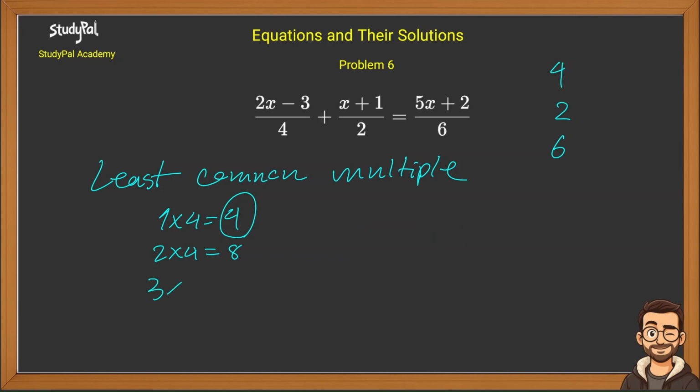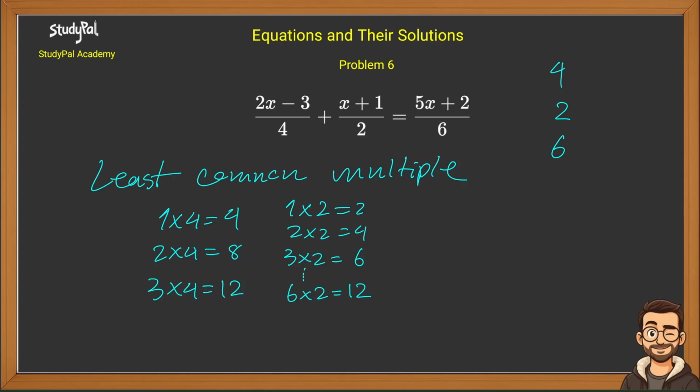Also, 3 times 4 is 12. Again, 12 is a multiple of 4 again. Now let's find the multiples of 2. You can again say 1 times 2 is 2, 2 times 2 is 4, 3 times 2 is 6. All of these are multiples of 2. And you can go and write 6 times 2 is also 12, like here. So 12 is a multiple of 4 and is a multiple of 2.